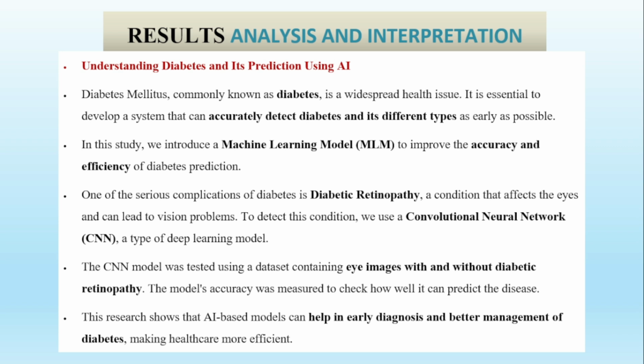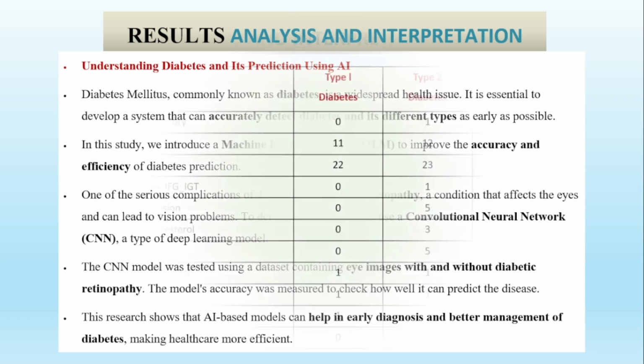One of the serious complications of diabetes is diabetic retinopathy, a condition that affects the eyes and can lead to vision problems. To detect this condition, we use a convolutional neural network (CNN), a type of deep learning model. The CNN model was tested using a dataset containing eye images with and without diabetic retinopathy. The model accuracy was measured to check how well it can predict the disease. This research shows that AI-based models can help in early diagnosis and better management of diabetes, making healthcare more efficient.